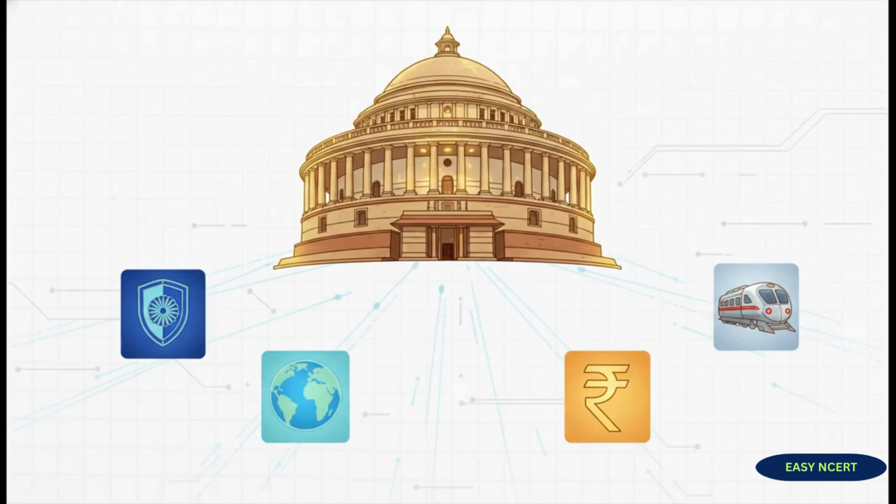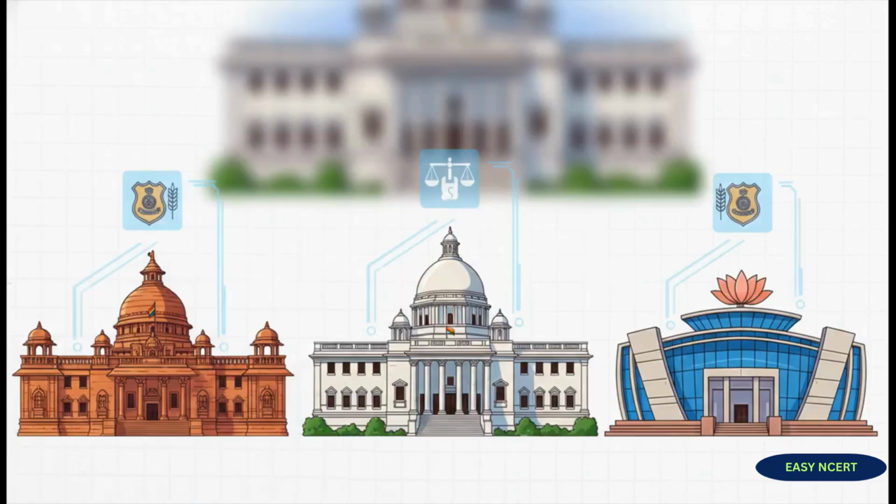So at the very top, you have the union government, which you'll also hear called the central government. It's in charge of things that affect the whole country. We're talking national defense, foreign policy, banking, that kind of stuff. Then you have the second tier, the state governments. They're responsible for the day-to-day running of their own states. So they handle things like local policing, trade, agriculture, and so on.